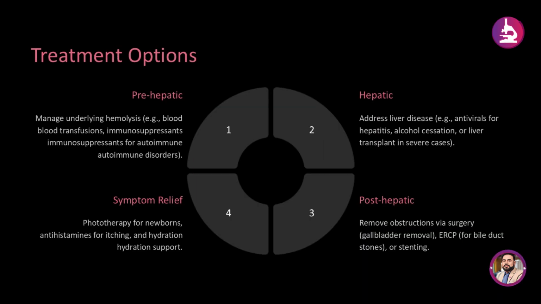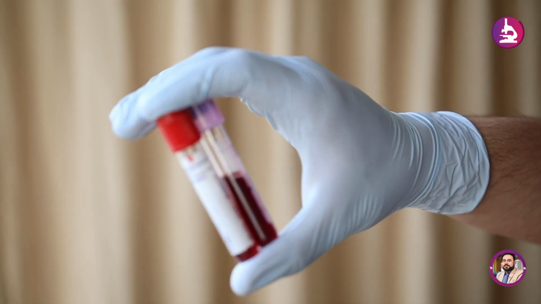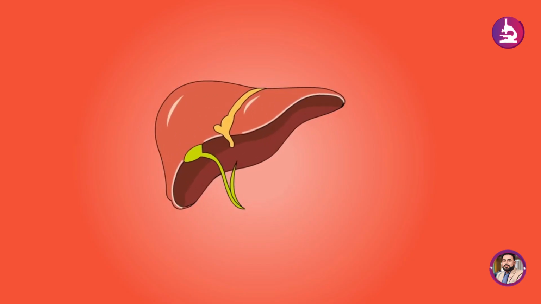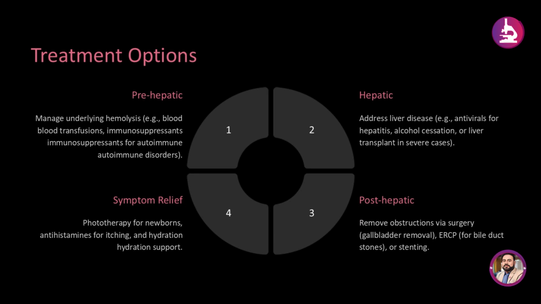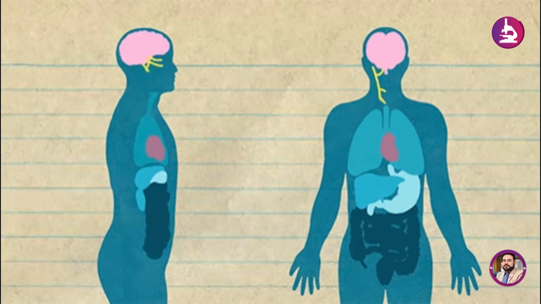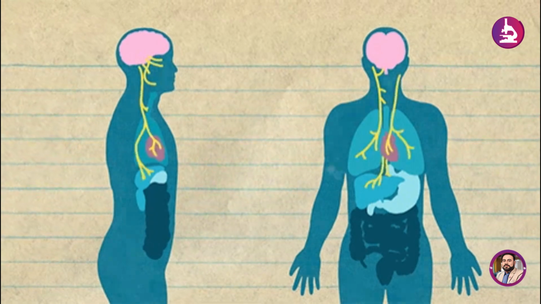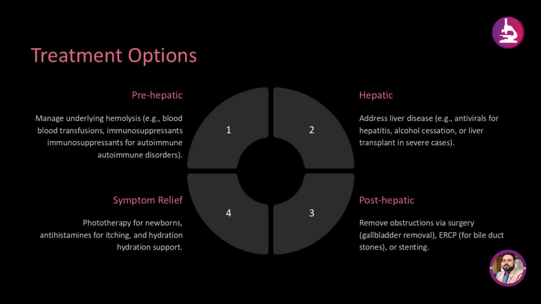6. Treatment strategies. Treatment targets the underlying cause. Hemolytic jaundice may require blood transfusions, steroids, or treating infections like malaria. Hepatocellular jaundice management includes antivirals for hepatitis, alcohol cessation, or liver transplant in severe cases. Obstructive jaundice often needs surgical intervention, ERCP for gallstone removal, or stenting for tumors. Supportive therapies include hydration, phototherapy for newborns, and medications to relieve itching. Early intervention prevents complications like liver failure or kernicterus in infants.